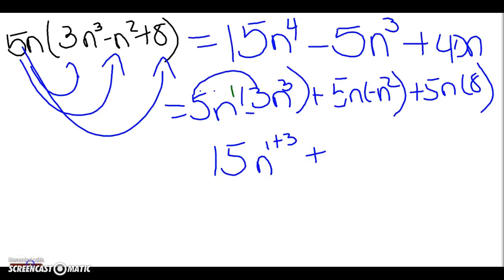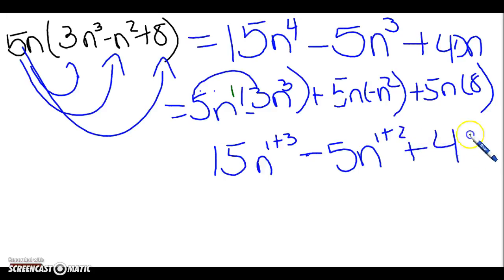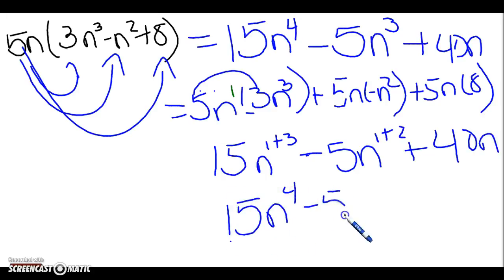Excuse me, I put a plus sign here, and it should not be. This is a minus. And so 5 times the invisible negative 1 is going to give me a negative 5. And then I have n to the invisible 1 plus 2, plus 5 times 8, which is 40, and then I have n. So I get 15n to the fourth minus 5n to the third plus 40n. I hope this helps.